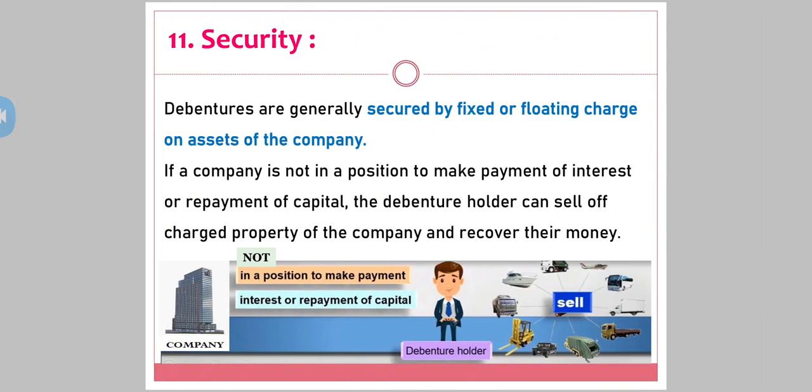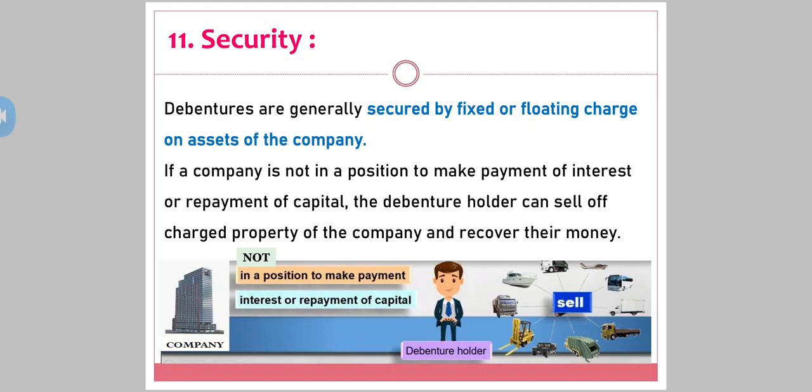11th one is security. Why is a person going to invest in debentures? See, debentures are less risky when compared to equity shares. This point will clarify the difference between the two. Security. See, debentures are generally secured by a fixed or floating charge on the assets of the company. Charge on assets of the company. We have seen this in previous lectures.